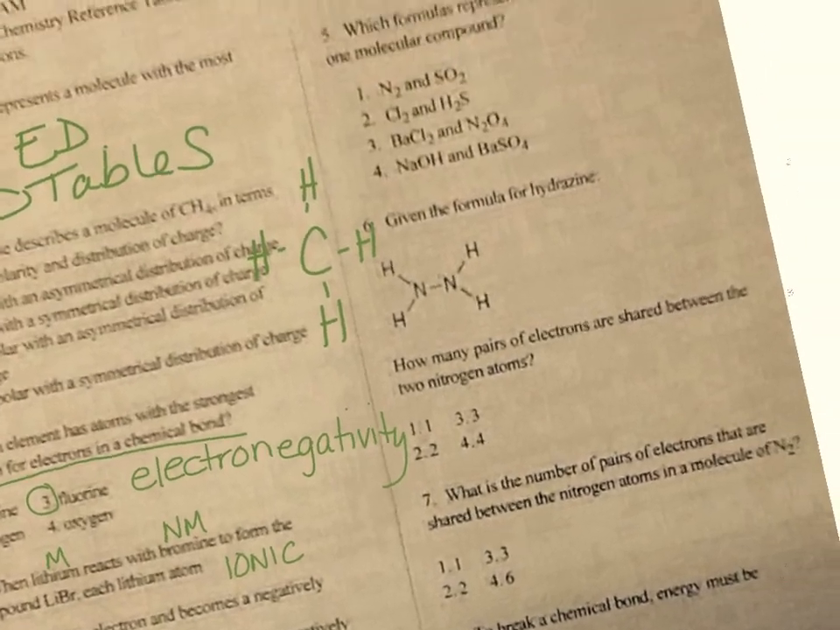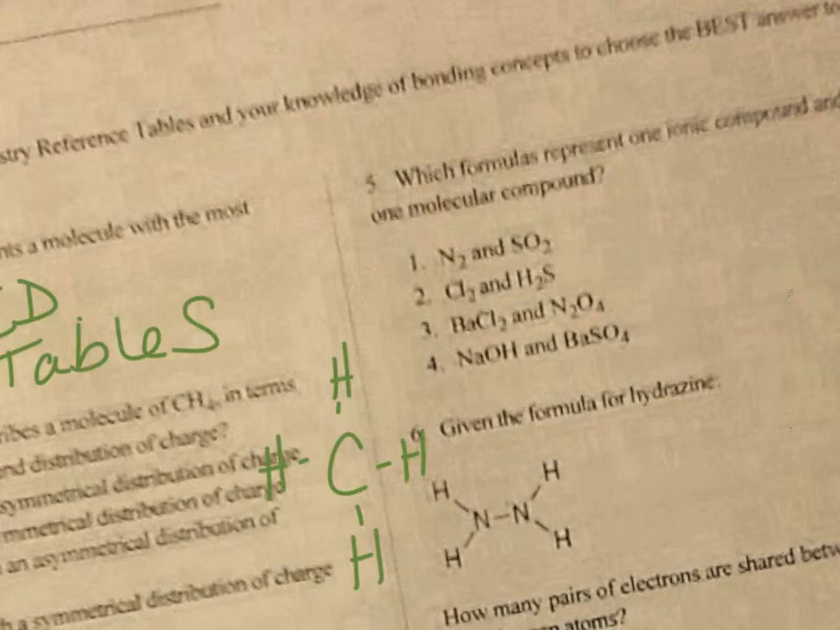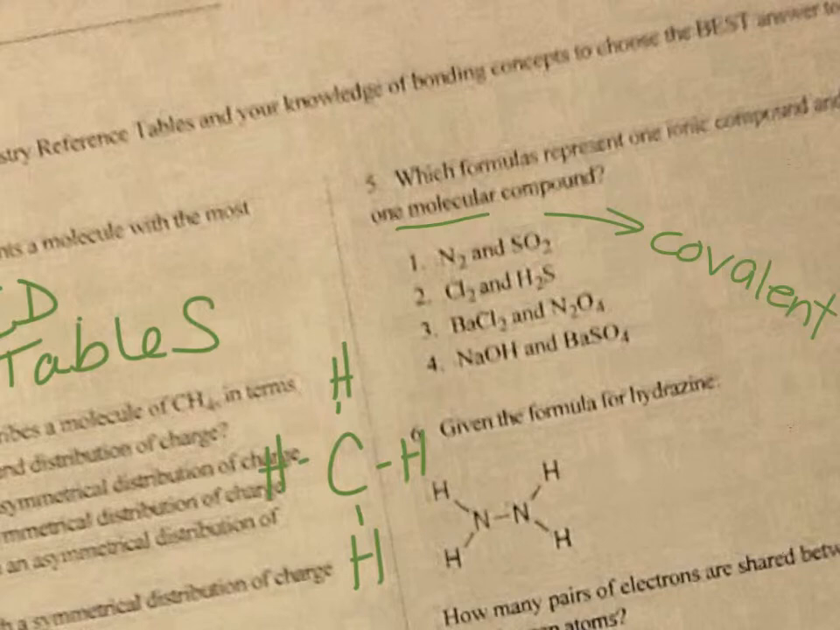Okay, let's come over here now. Which formula represents 1 ionic compound and 1 molecular compound? Remember that I told you that another word for molecular is covalent, and you had to know that. Ionic is going to be a metal and a nonmetal. I see that right here in number 3. And then N and O are both nonmetals, so that was my answer.